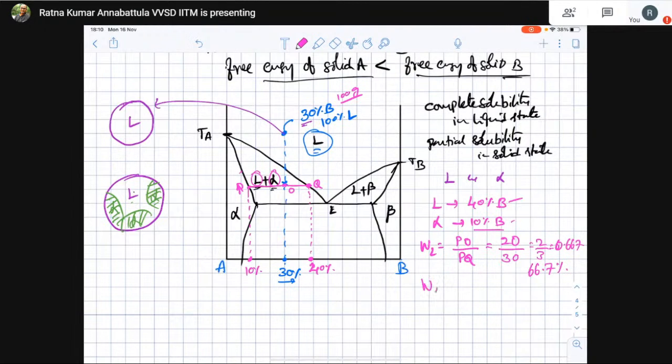And what will be the weight fraction of alpha? Alpha weight fraction will be QO, that is this part. This is a solid side, so you have to go to the other side, QO or OQ divided by PQ, that is 10 by 30, that is 33.33%. Sorry, 33.33% weight fraction of alpha. So that means out of 100 grams, you will have 33.33 grams of alpha and 66.7 grams of liquid solution. Not liquid, but liquid solution. Alpha is also a solid solution.